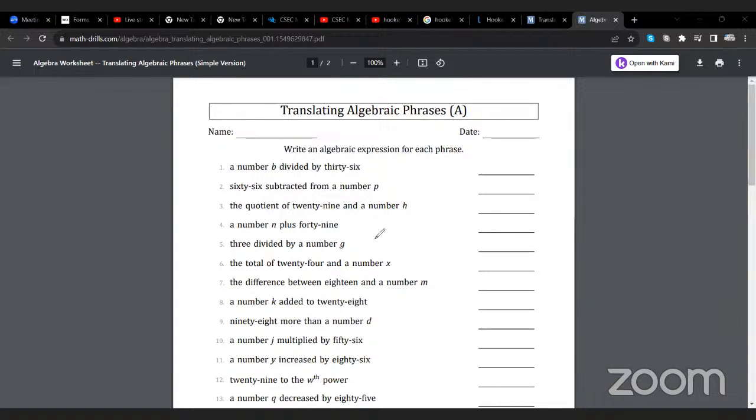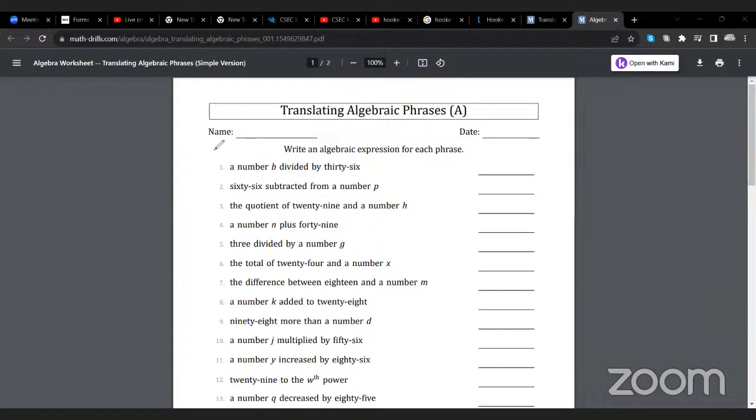Number 3. 29 divided by H equal X. It's just 29 divided by H. I put the equal X, sir.